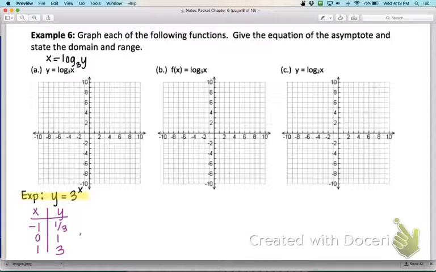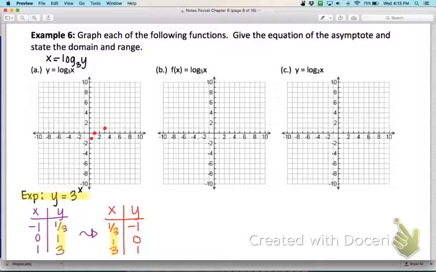We are going to switch this now for the log function. So my new table is going to take 1/3, 1, and 3 for my x's now instead of my y's. They flip. And my y's are now going to be -1, 0, and 1. So let's take a look at what that looks like. 1/3, -1 would be about here. 1, 0 is going to be right here. And then 3, 1 is going to be right here.